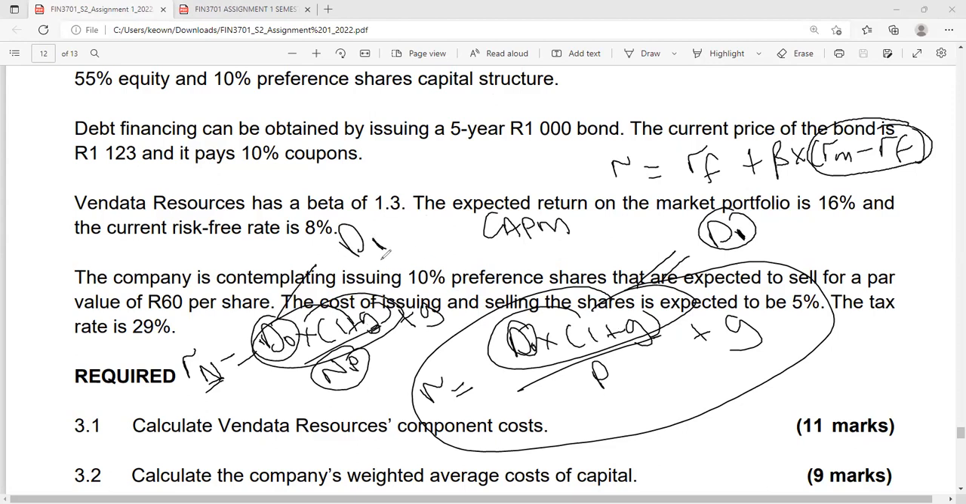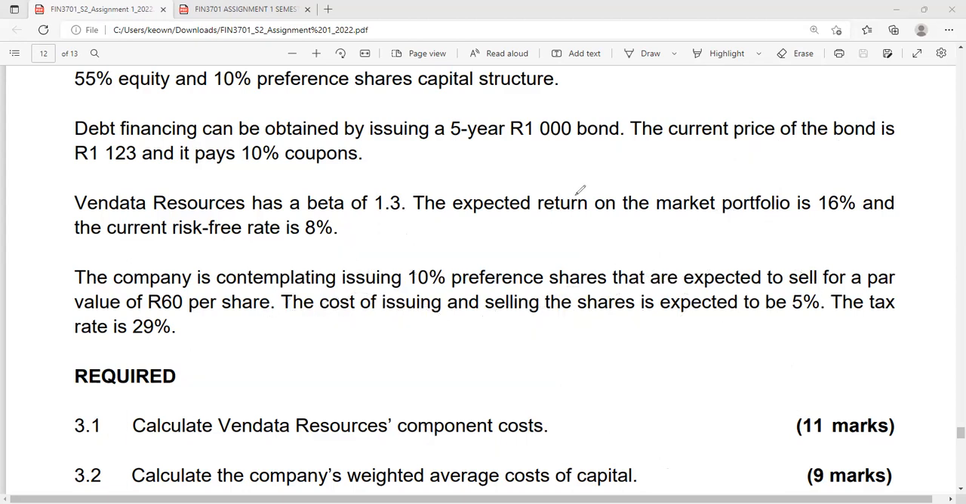If you're given the expected dividend, it's just D1 over NP plus G for the cost of new equity, and D1 over P plus G for the cost of existing equity. So in this case, we need to use the capital asset pricing model because we've been given beta, the risk-free rate, and the return on the market portfolio. So we can easily substitute that into our formula.